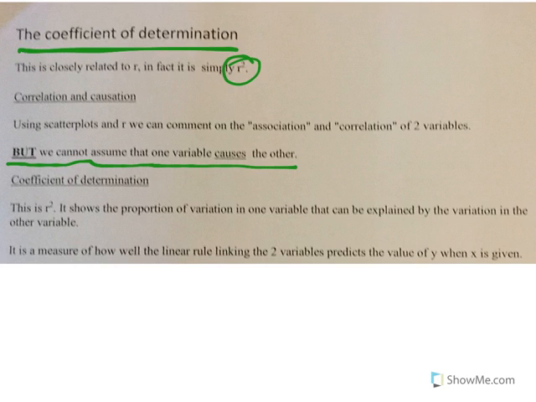Alright, so we can't say X causes this to happen to Y, because that's a very definitive statement, and we would have to know absolutely 100% that that's what it was. And generally that's not the case. But what it does is show a proportion of variation from one variable to the other. So you can say that a certain percentage of the variation may be able to be explained by the other. Alright, so let's have a look at an example.